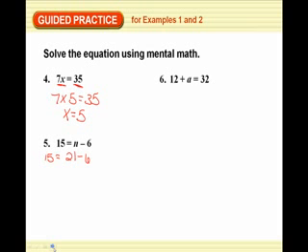12 plus what number is 32? That one's pretty easy. 12 plus 20. So A equals 20. I'm just going to write that. A equals 20. Over here I'm going to write N equals 21.